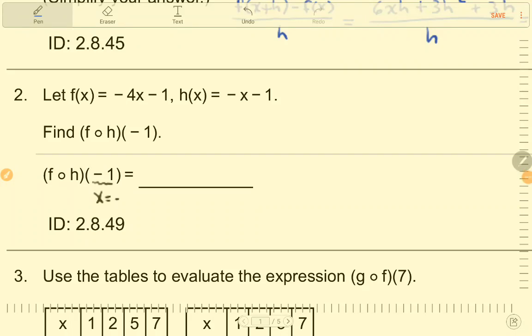Hello, it's Professor Stevens. I'm going to show you how to compose two functions. This is an operation on functions that we are not able to do with regular numbers.